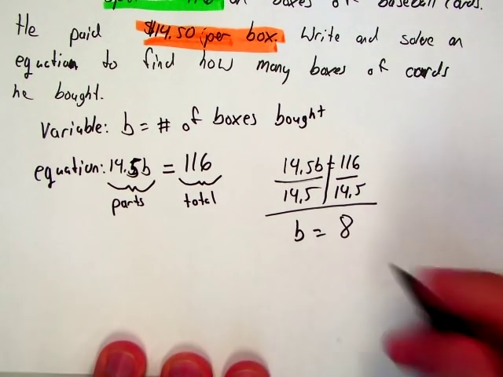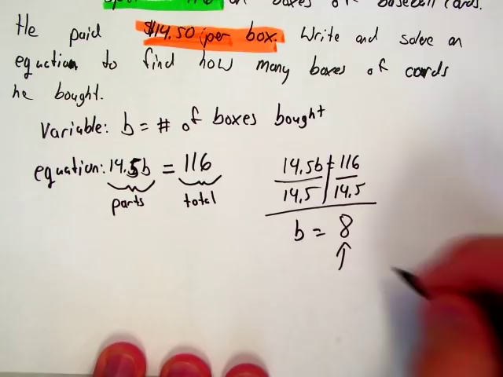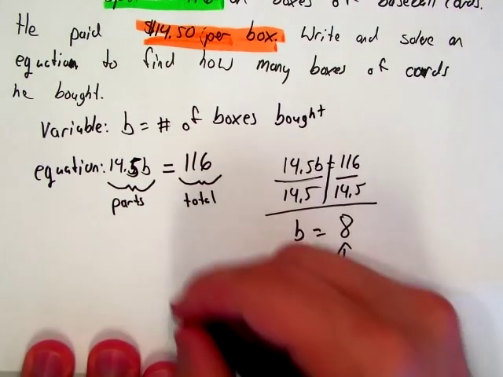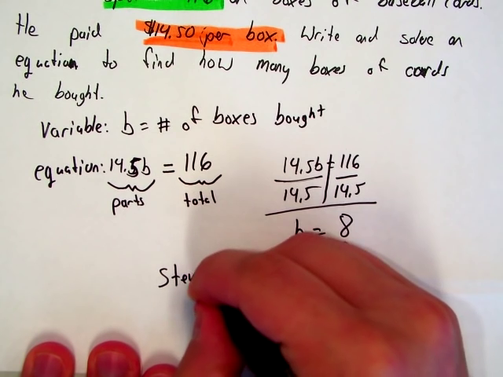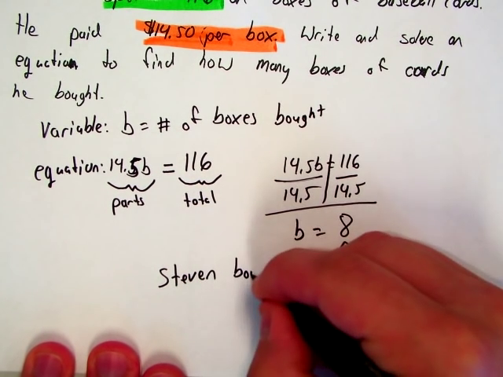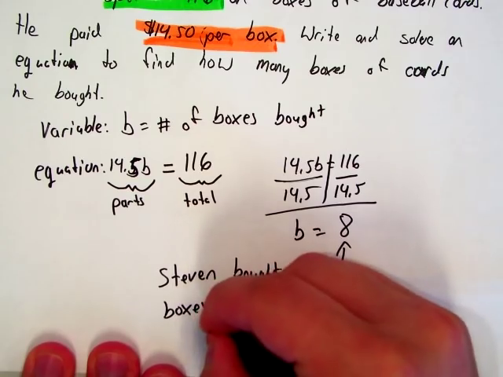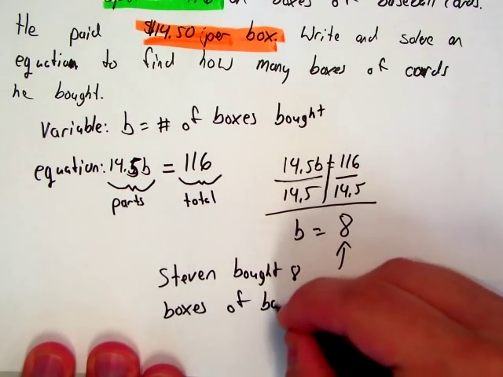But I'm not done yet, because this number represents something. This number represents how many boxes Steven bought. So my last step would be: Steven bought 8 boxes of baseball cards.